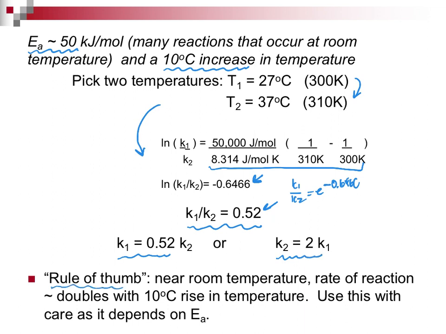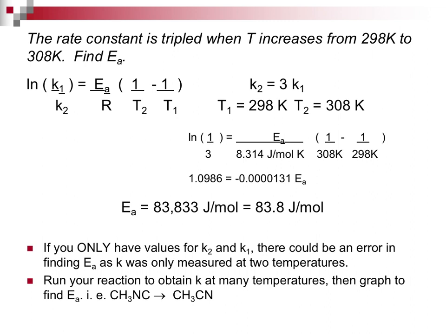This is the famous rule of thumb they'll refer to in a textbook. Near room temperature, well, that was like 27 degrees, the rate of the reaction approximately doubles with a 10-degree rise in temperature. But I'd write, use this with caution because it depends on the EA. A different EA, you're going to get a different answer. What's the next slide? The next one is where the rate constant is tripled.